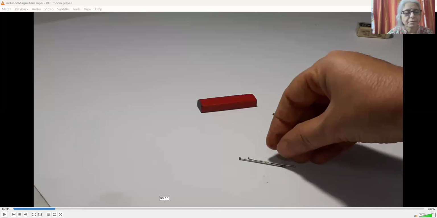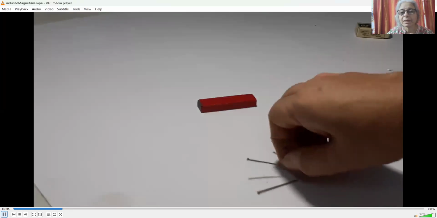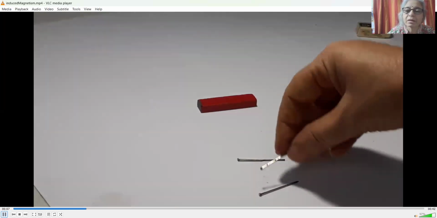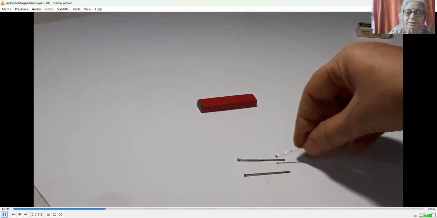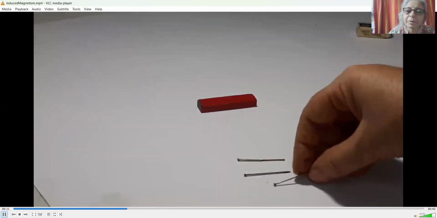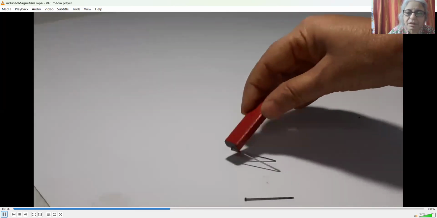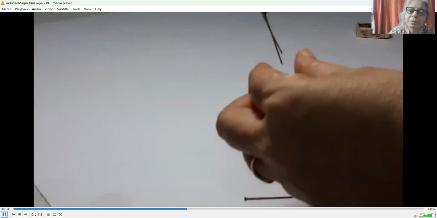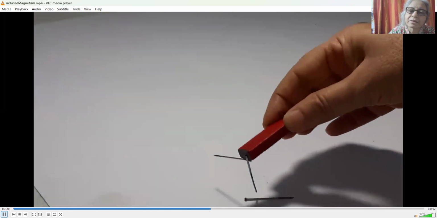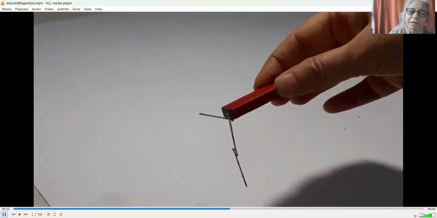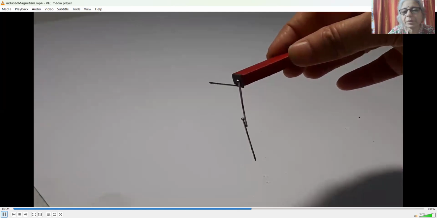Here I have some paper pins and a magnet. Okay, the paper pins are not magnetic. They are not picking up the other pins. Paper pins are not magnetic. They're made of iron, but when I pick up the pin with the magnet, now the pin behaves like a magnet. It is picking up the second pin.